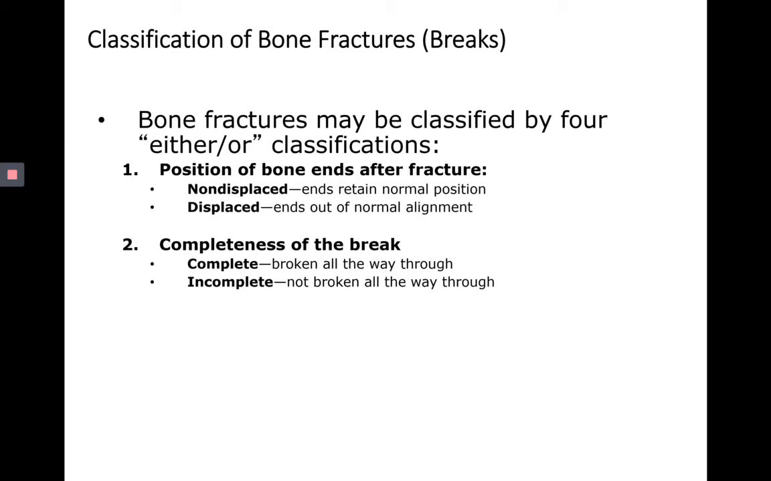Alright, now let's take a minute away from the physiology and just look at classification of bone fractures. These are breaks. So bone fractures are breaks in the bone. Now, bone fractures can be classified by a couple of different ways. There's first the either-or classifications. So either the bone break is non-displaced, meaning the ends retain their normal position, or they're displaced, meaning the ends are out of alignment.